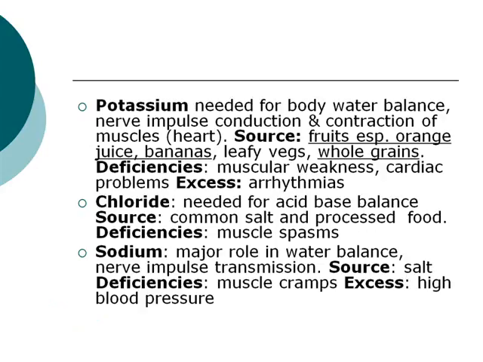Potassium is needed for our water balance, our nerve impulse conduction, and, of course, contraction of the muscles. Remember the heart, how it really is affected by potassium, whether it's low or high. The sources, of course, are your fruits, especially orange juice, bananas, leafy vegetables, whole grains. If you're deficient in potassium, then you will have muscle weakness, cardiac problems. And also the same if you've got an excess of potassium, it's going to cause arrhythmias.